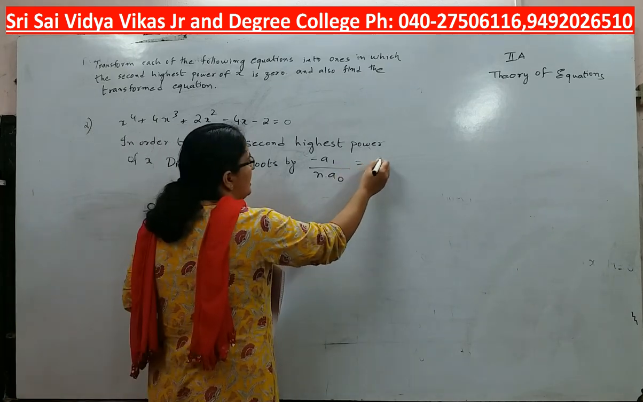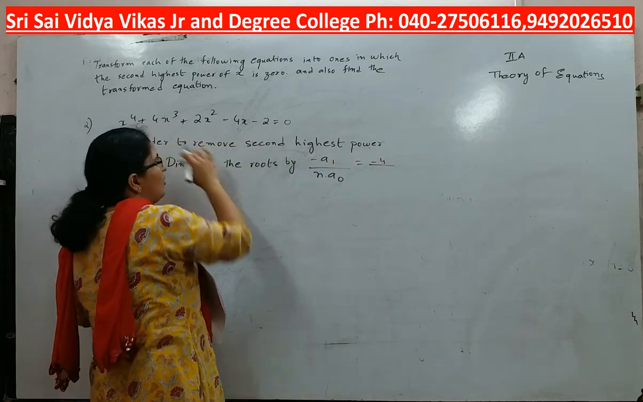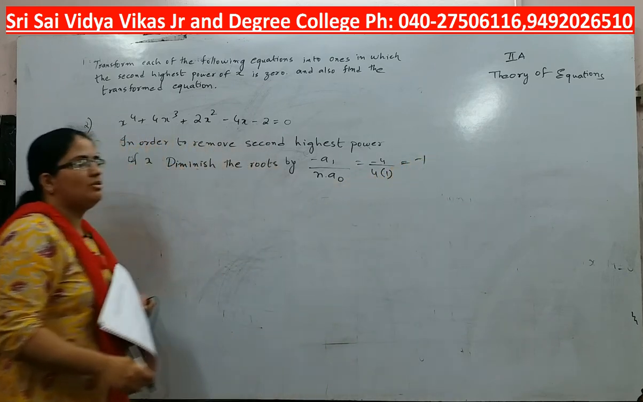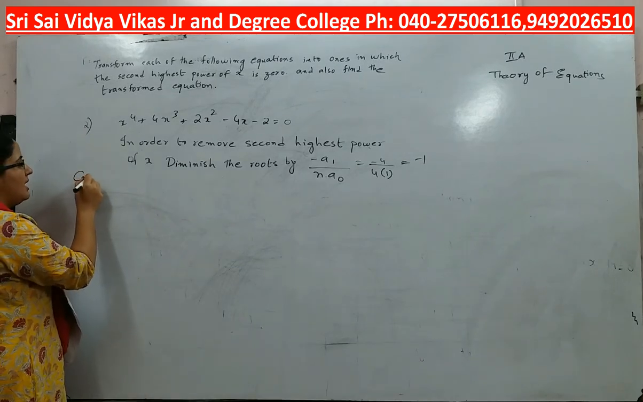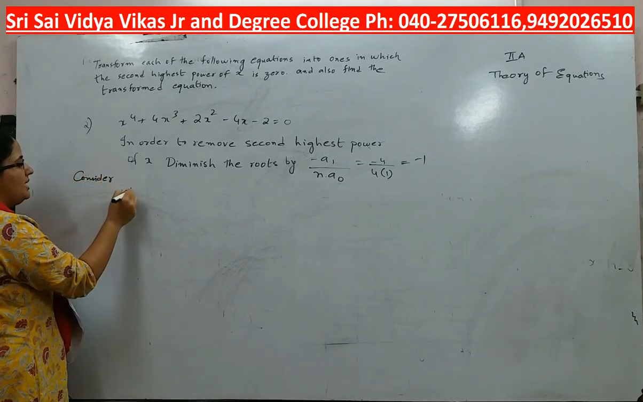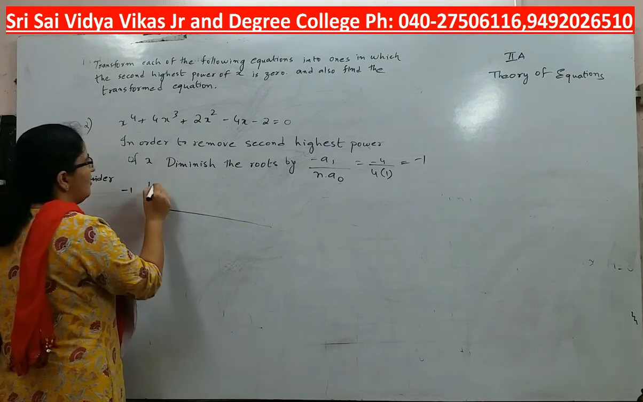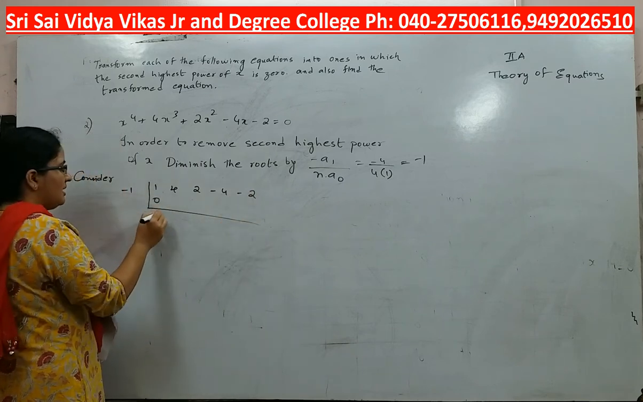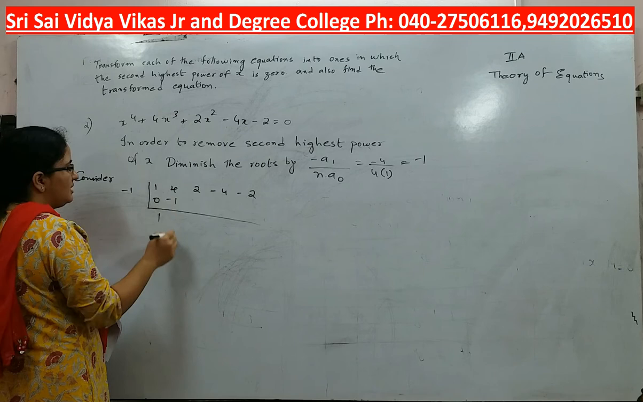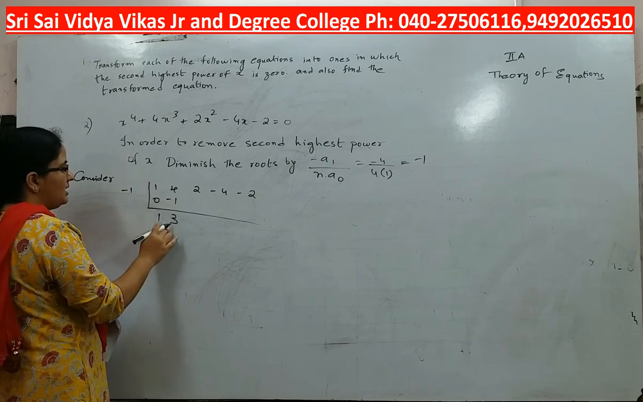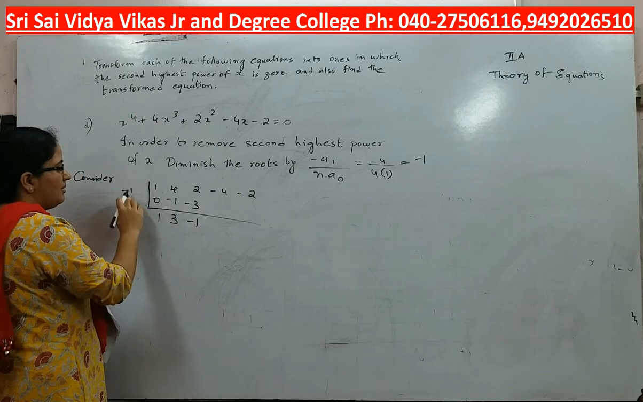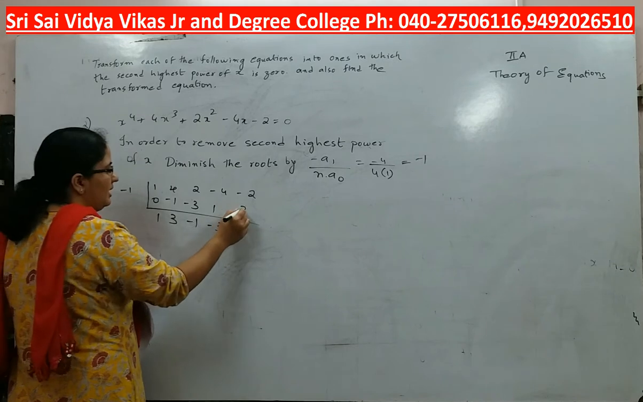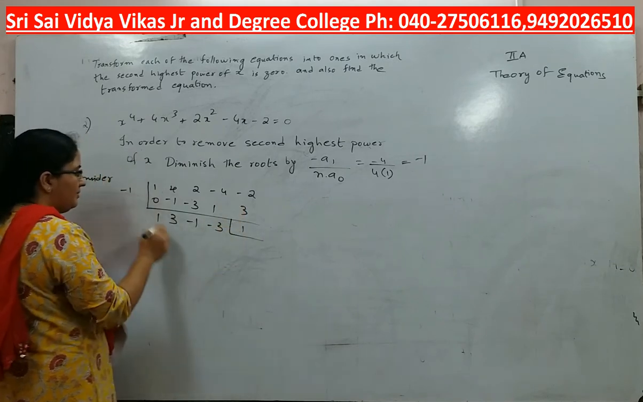What is minus a1? Minus 4 by highest degree 4, a0 is 1, so you get minus 1. So you have to diminish the roots by minus 1. Consider minus 1. Coefficients 1, 4, 2, minus 4, minus 2. 0, 1 plus 0, 1. Minus 1 into 1, minus 1, 3. Minus 1 into 3, minus 3, minus 1. Minus 1 into minus 1, 1. 1 minus 4, minus 3. Minus 1 into minus 3, 3. 3 minus 2, 1.